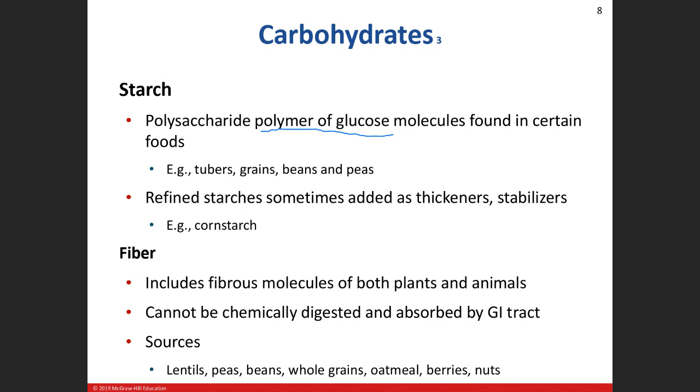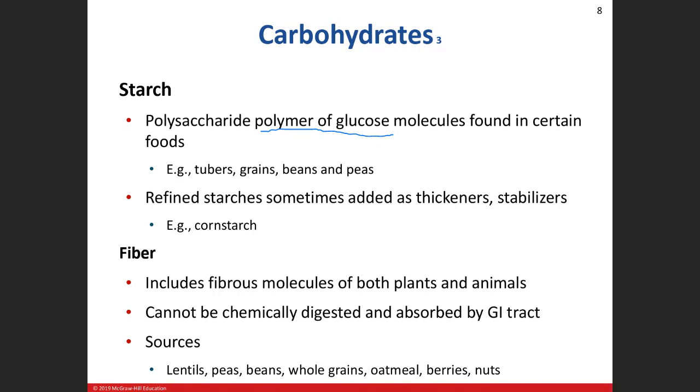And you'll see it, and we're going to talk about the different types here, both in plant and animal, and what we call it. But starch, just think of it as a polysaccharide, and it's just repeating glucose molecules. We're going to find it within certain foods: tubers, grains, beans, potatoes. Quite commonly, the white internal portion of the potatoes is going to be pretty much the starch.